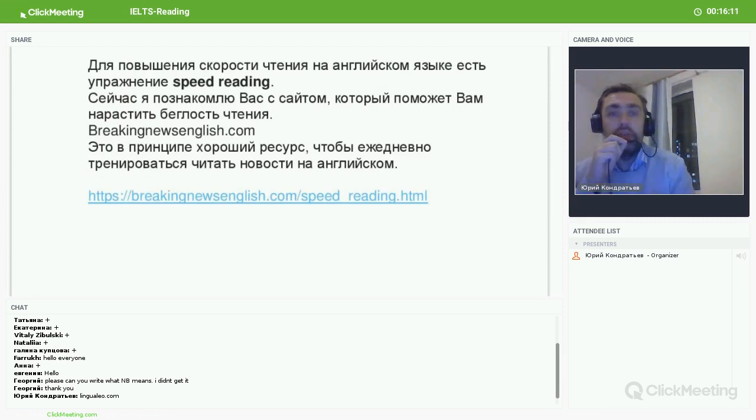Right. To increase your speed reading, here's also a nice resource. It's breakingnewsenglish.com, then speed reading. It's a website with news that you can have a look at, and you can increase the speed at which the news appears on your screen. And so the faster the better. You can increase the speed little by little.